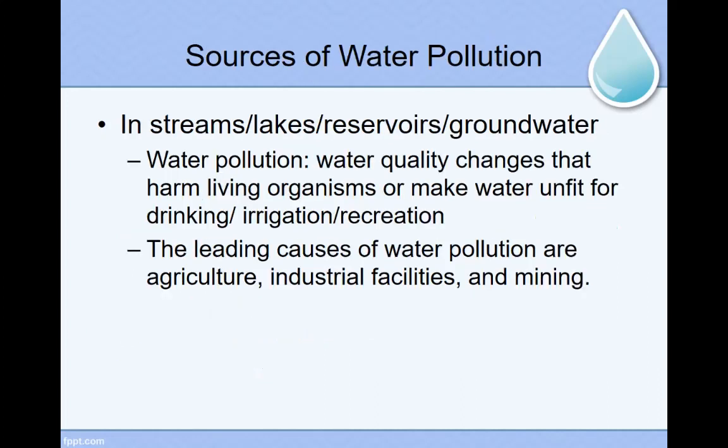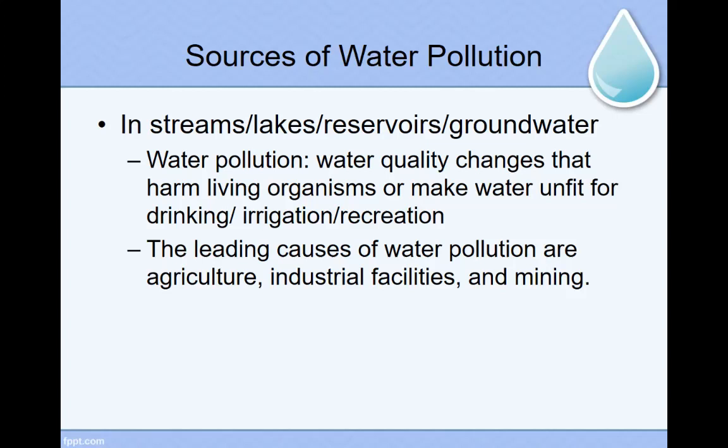In streams, lakes, rivers, reservoirs, and groundwater, water pollution is basically water quality changes that harm living organisms or make the water unfit for drinking, irrigation, and recreation. So these are the things that happen to the water's quality that make it unusable. The leading causes of water pollution are agriculture, which is a huge one if you think about all of the fertilizer and pesticides that we discussed in our food unit; industrial facilities using water for various production processes; and mining, in terms of stripping away non-renewable resources, especially things like fossil fuel, which we'll talk about in our next term.